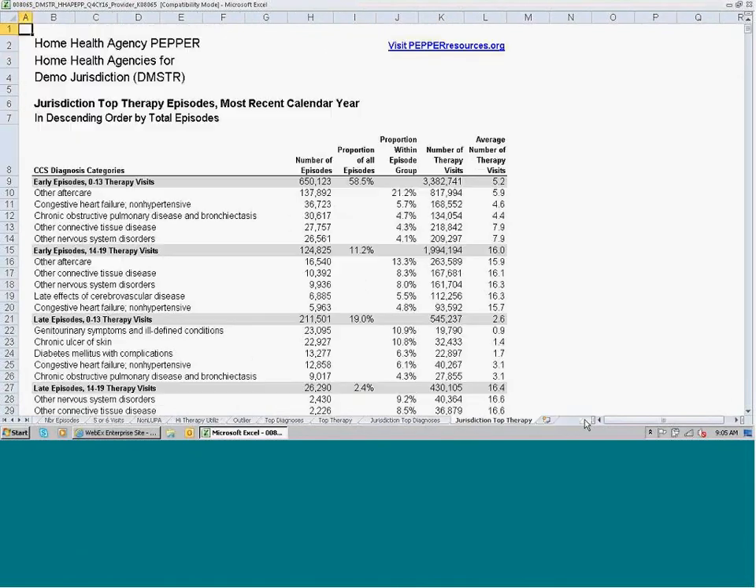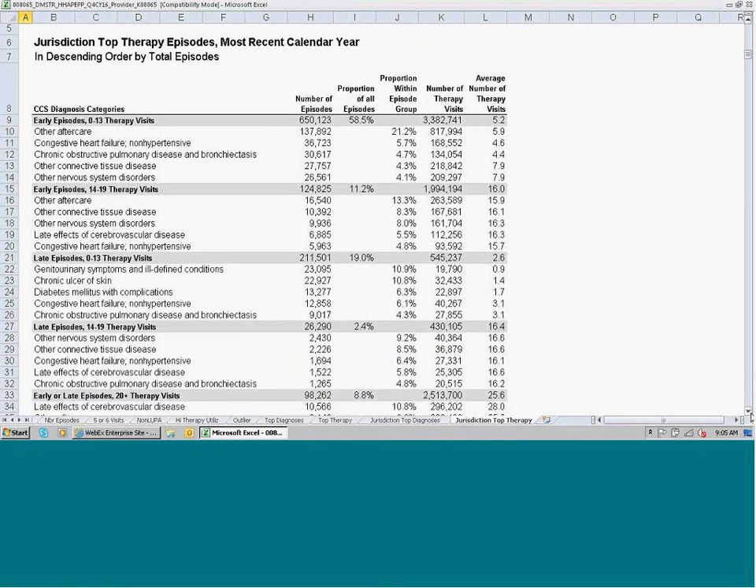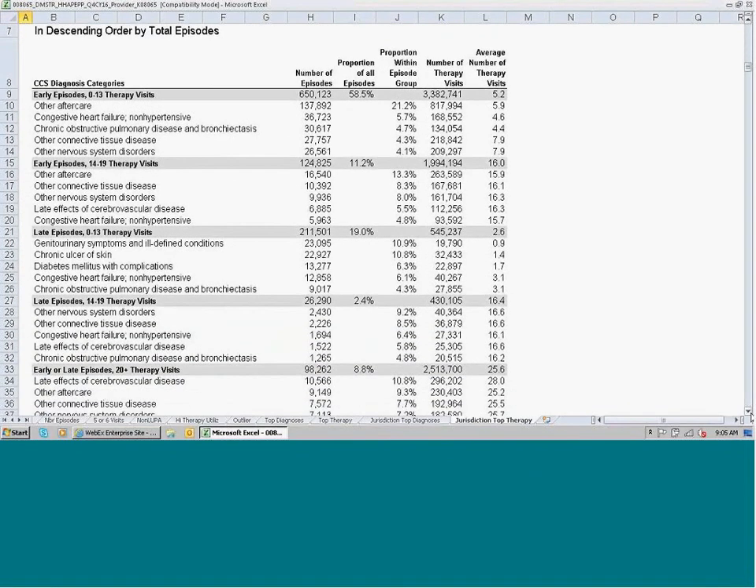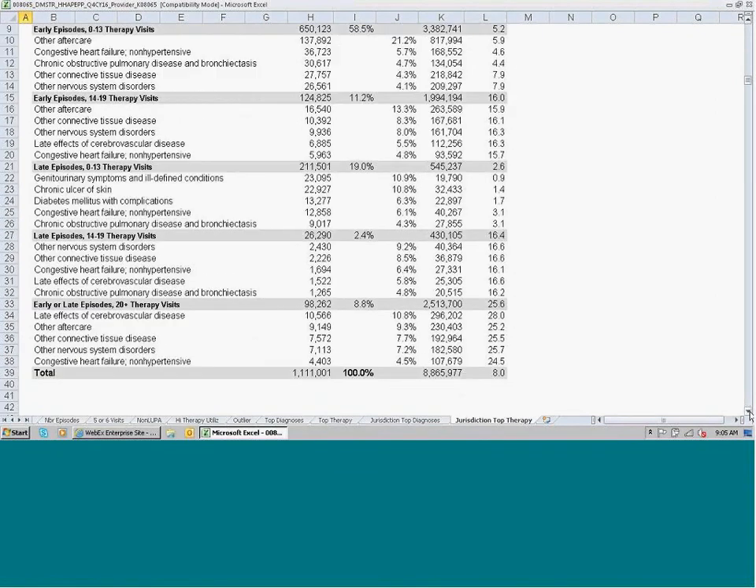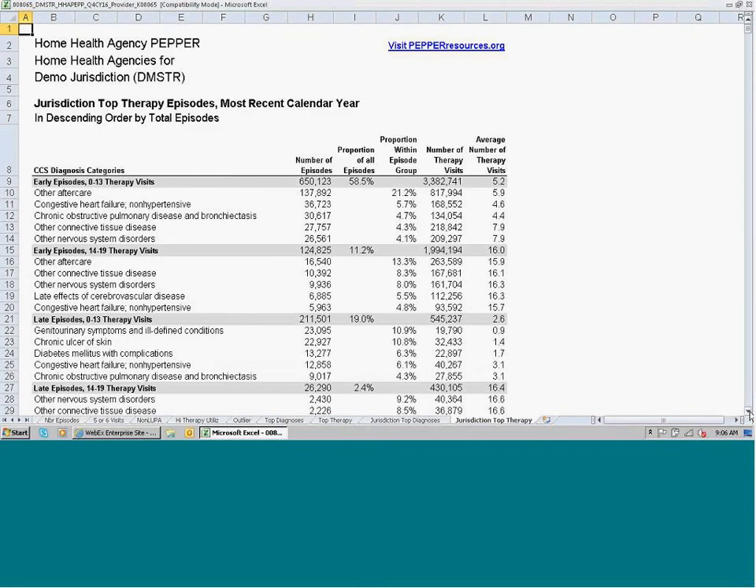And then again for that top therapy report, remember we had those 5 buckets. At the jurisdiction level, you can see the number of episodes, the proportion, the number of therapy visits, and the average number of therapy visits. Again, this is summarizing statistics for all of the home health agencies in that MAC jurisdiction. So that's a review of the Home Health PEPPER.